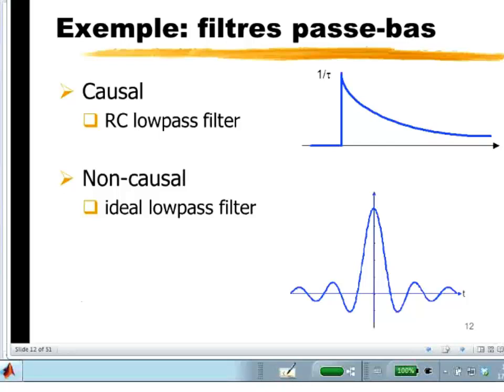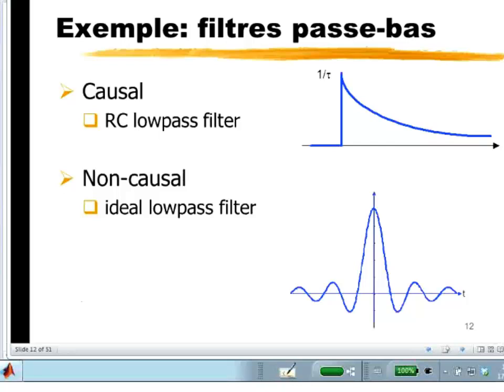For instance, let's look at the low-pass filter. If we look at what is a causal version of a low-pass filter, not an ideal low-pass filter, but a filter that filters out high-frequency content, well, one version would be an RC. This is a resistance capacitive circuit, an RC circuit, that forms a low-pass filter. And we can see that it has a frequency response that is 0 and then falls off exponentially.